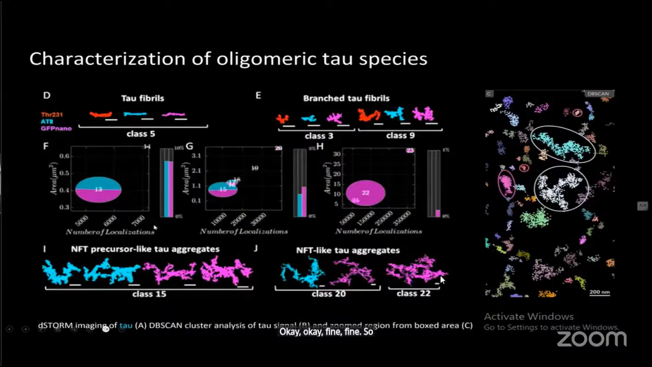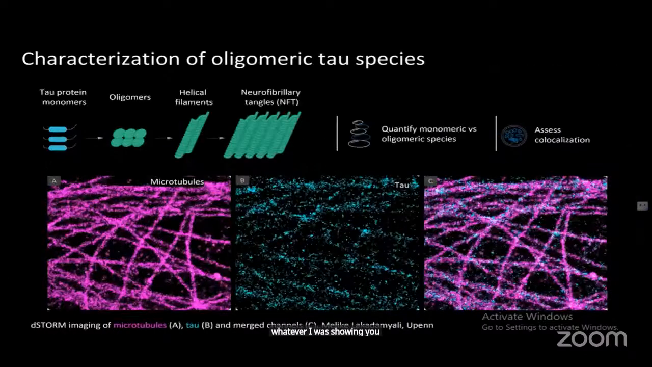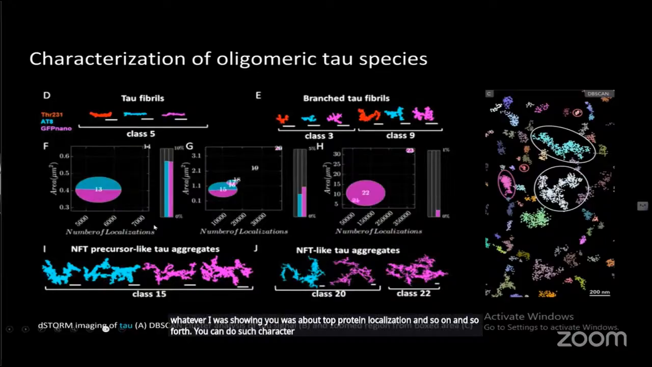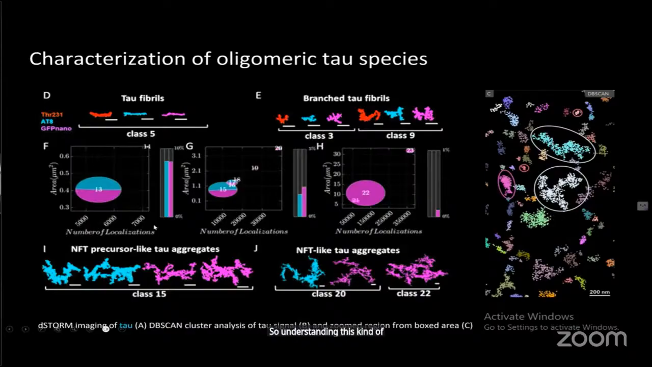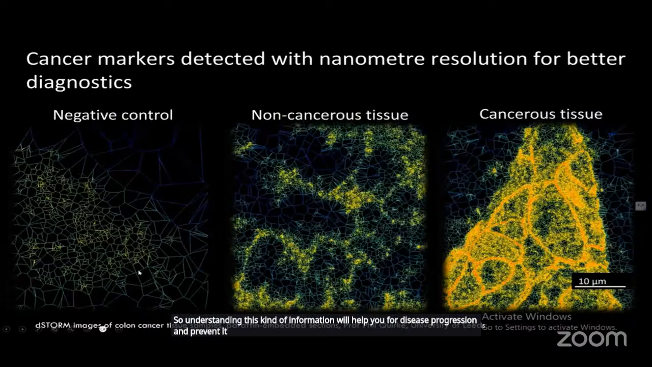So what I was showing you was about tau protein localization and so on and so forth. You can do such characterization studies. This is very important because you need to understand the pathology of tau protein, how exactly it interacts, whether branched tau protein fibrils are formed or single tau protein fibrils are formed. Understanding this kind of information will help you with disease progression and preventing the aggregation of these molecules.